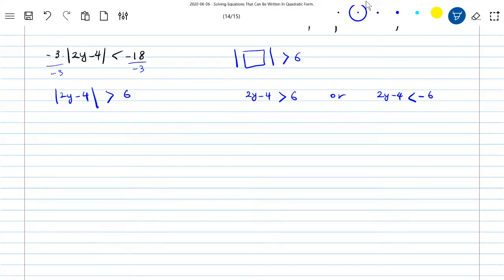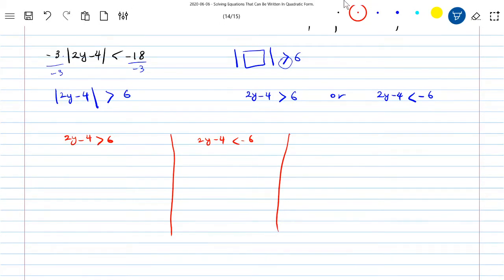As you see, since the question does not have equality, the inequality is a strict inequality, so I use the strict inequality for both cases. And now solve each one separately. I'm going to solve 2y minus 4 greater than 6 here. 2y minus 4 greater than 6. And I will solve 2y minus 4 less than -6.